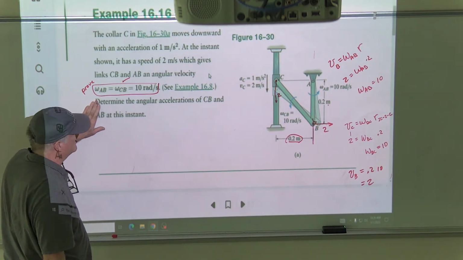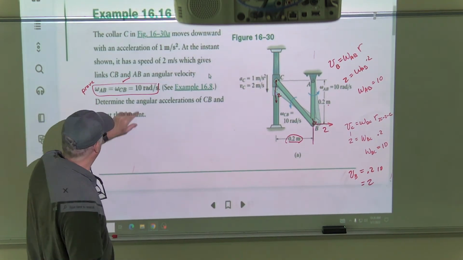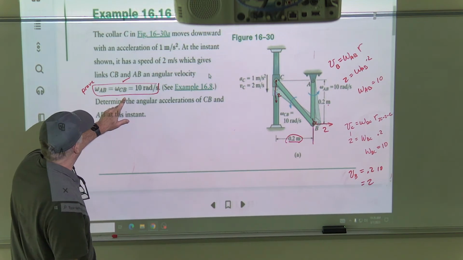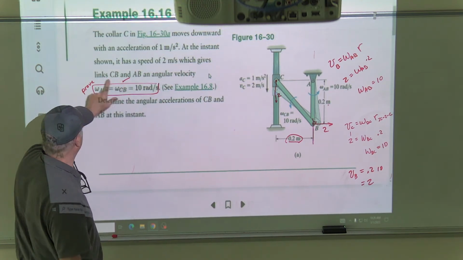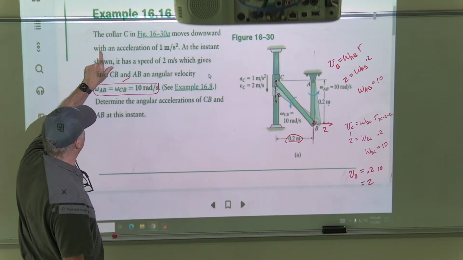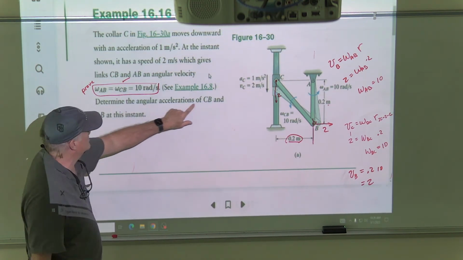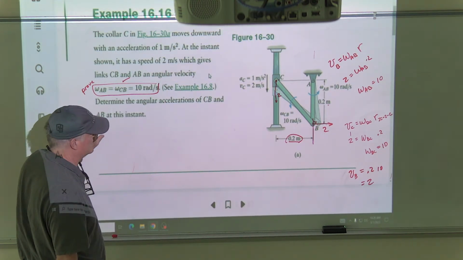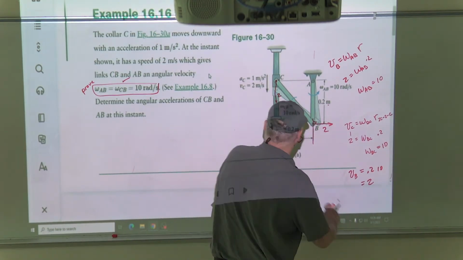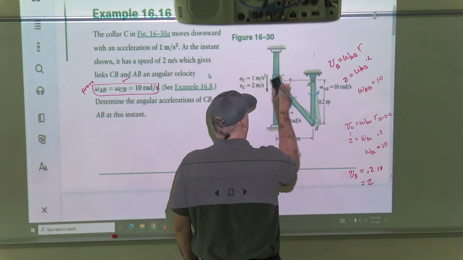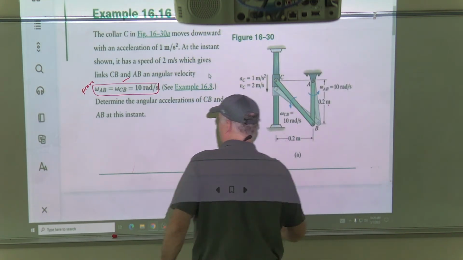So now that we buy into this, let's go ahead and do the rest of this right here, which is find the speed center, which gives links BC. Okay, determine at the instant shown, so it gives links, determine the angular acceleration of CB and AB at this instant, as well as finding the acceleration at this point. So now we have everything. So now let's go in and do this.